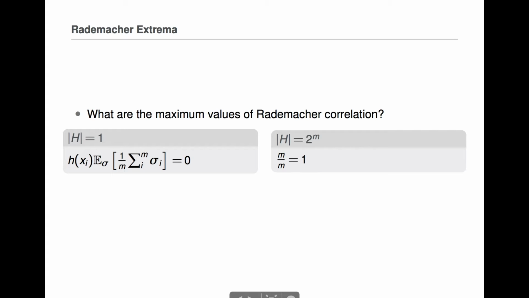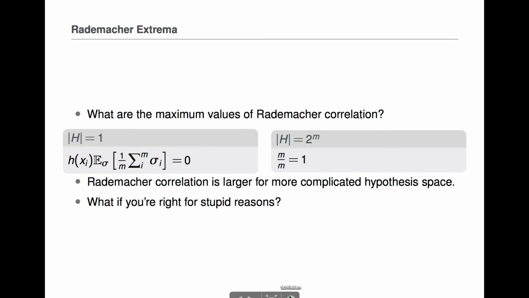So that is the maximum value that the Rademacher correlation can take on. If your hypothesis class is sufficiently complex, you can match just about anything you want and match the sigmas with whatever h you want to output so you get a perfect answer. Okay, so the Rademacher correlation is larger for more complicated hypothesis spaces. This basically says, what if you're just right for stupid reasons, that you're not actually learning anything from the data, you're just matching noise? And you don't want that to happen. You want to be able to be robust in the face of noise when you're trying to do machine learning.